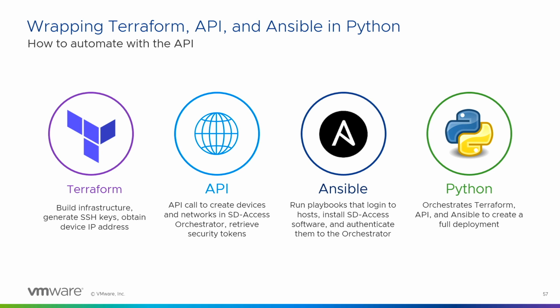The SD-Access client API can be used to build the networks, the contexts, the nodes, and get your one-time passwords that you're going to use to authenticate these devices to the fabric. Then Ansible is going to go out and install all the software and log in all the devices. And Python is the one that's pulling all the levers to making sure that this all happens.